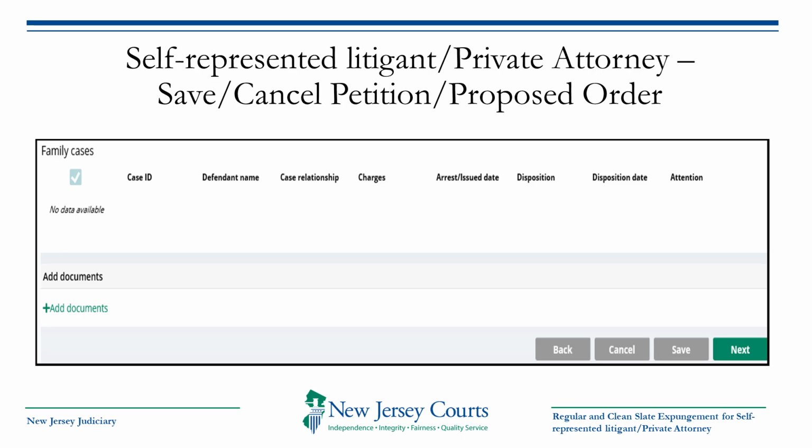As you move through the petition and/or proposed order screens, you will have the option to save or cancel at any time using the buttons on the bottom right. Remember to click Save before closing the petition and/or proposed order if you are unable to complete it in one session. The saved petition will display in your in-progress work baskets with a status of New.